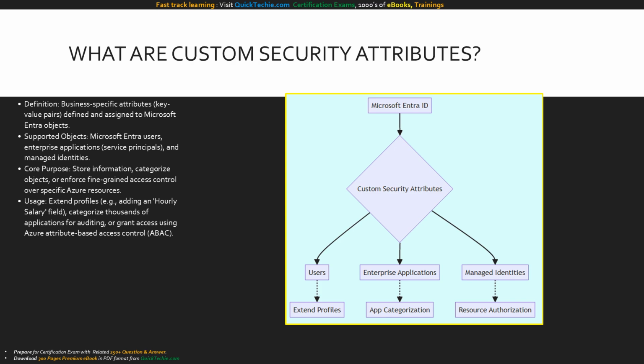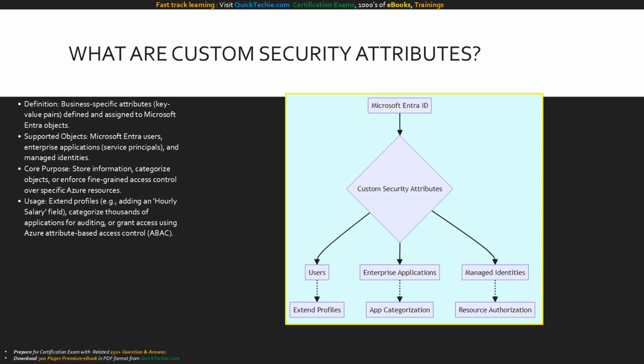Custom security attributes are business-specific key-value pairs that you can define and assign directly to your Microsoft Entra objects. Think of them as highly secure, customizable tags. You can attach these attributes to Microsoft Entra users, enterprise applications, and even managed identities. The core purpose here is extremely powerful. We use them to store specialized information, categorize objects for detailed auditing, and enforce highly granular, fine-tuned access control over specific Azure resources using Azure Attribute-Based Access Control, or ABAC.